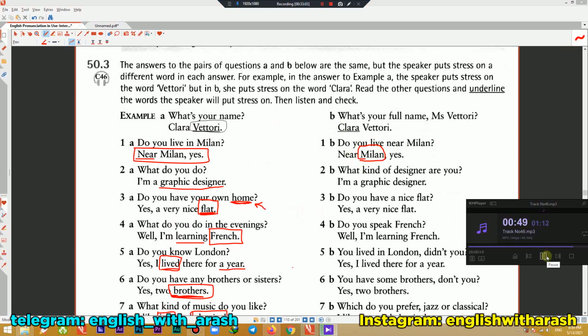What kind of designer are you? It says, what kind of designer are you? Are you, I don't know, an interior designer? Are you a house designer? What kind of designer are you? I'm a graphic designer.